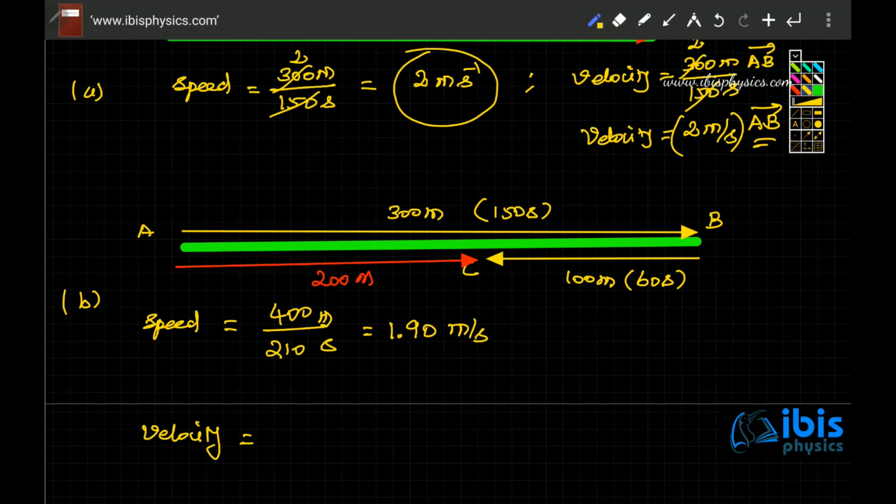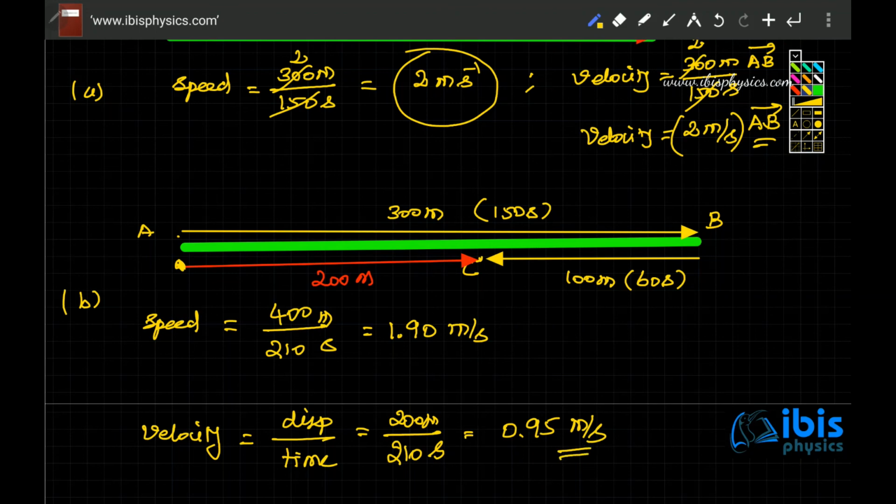Velocity is again displacement by time. Displacement is just from here to here, 200 meters along this direction AC, by the duration, which is the same: from here to here 150, from here to here 60. The total time to go from A to C through B is 210 seconds. So this will come to about 0.952. Let's write it as 0.95 meters per second.